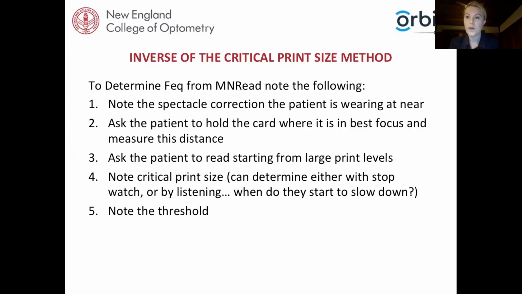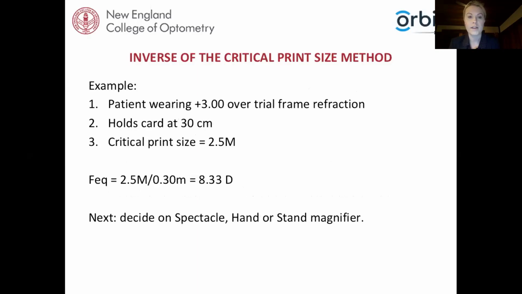We want to know at that print level where they last read at their maximum speed is their critical print size. And then we might also want to know their threshold just to see what that range is, but that critical print size becomes our metric for our estimates.